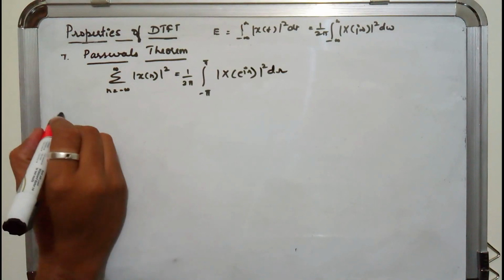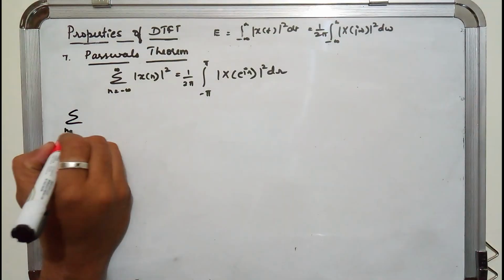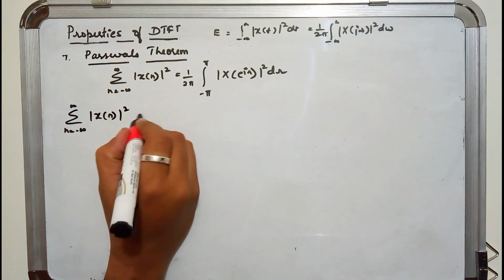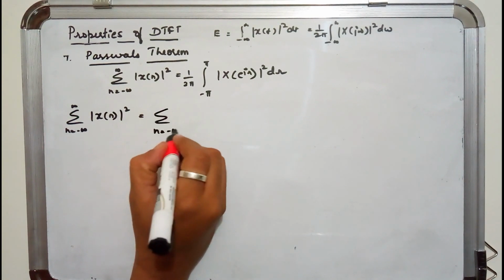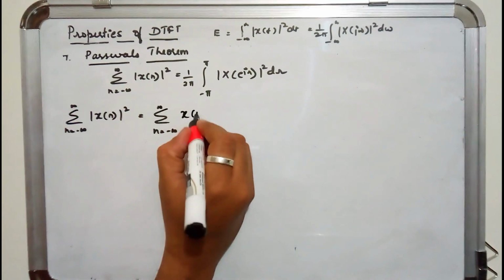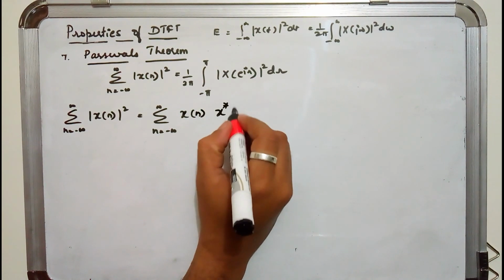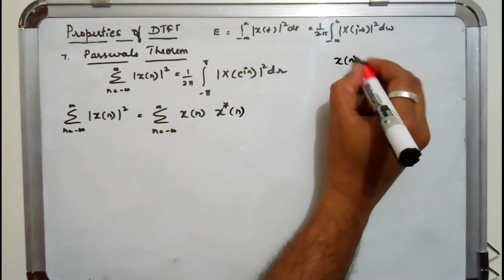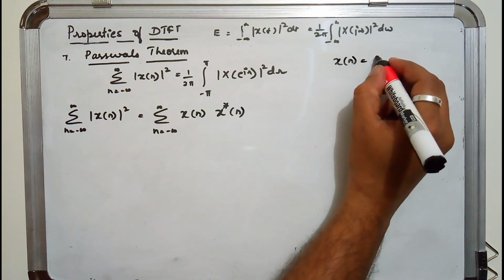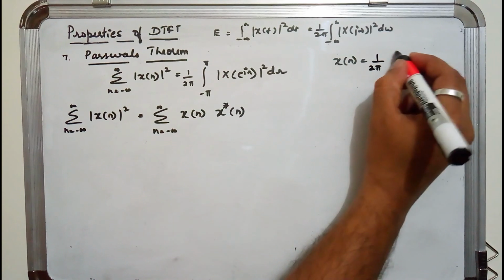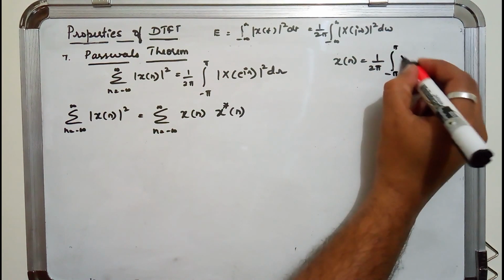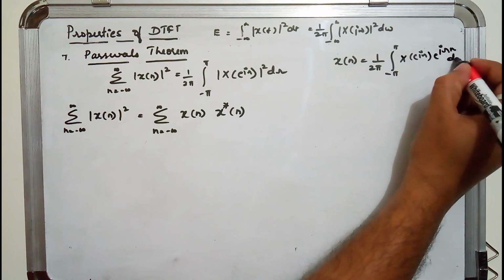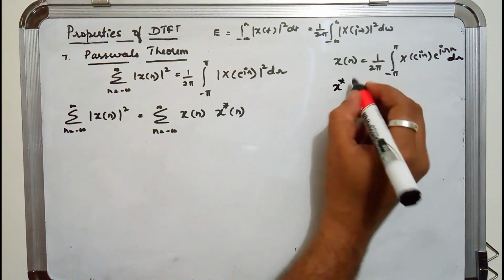Now if I want to prove this, the left hand side is summation n equals minus infinity to infinity modulus of x of n whole square. So I can write it as summation minus infinity to infinity x of n into x conjugate of n, as I've done in the CTFT case. Now what is x of n, the inverse DTFT formula? 1 by 2 pi integration minus pi to pi X of e power j omega e power j omega n d omega. Now what is x star of n, the conjugate?